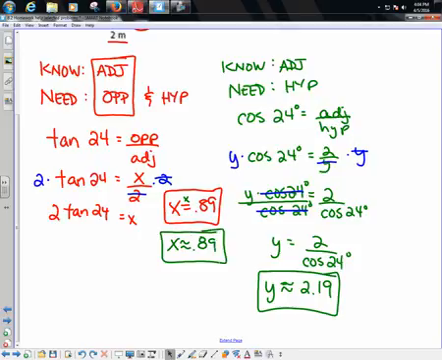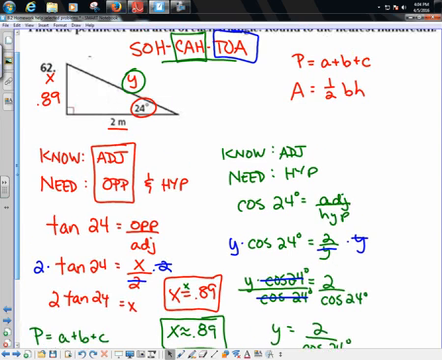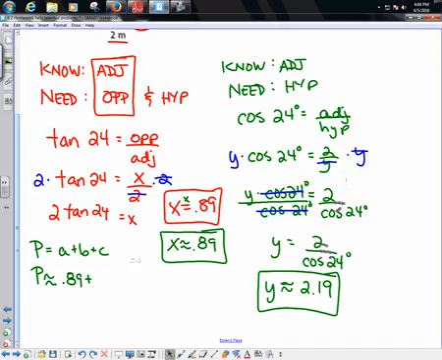All right, but we weren't looking necessarily for just x and y, right? We were looking for the perimeter, and the perimeter was the three values added together. So the perimeter is a plus b plus c. And so my perimeter is approximately, well, we'll call x a, and we'll add to that the other side, which was 2 meters. So 2, and remember, c is always our hypotenuse. So I'm going to plug in 2.19 for that.